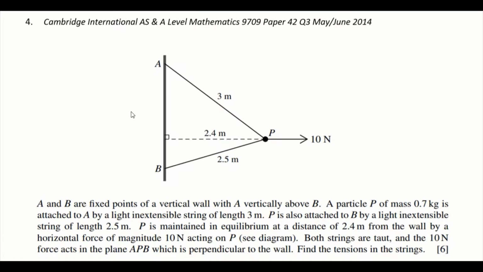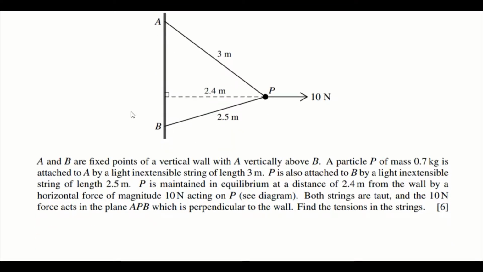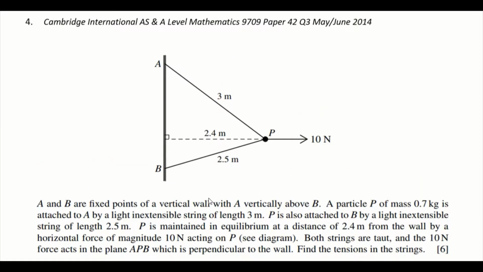Okay, so now let's move on to number 4. All right, number 4. When you look at this, it's about strings as well. But something new is that you are not given any angle here, and you need to identify the tension directions by yourself as well. Okay, so we have A and B, fixed points on the vertical wall. Similarly, they tell you that they are on the vertical line basically, so A is vertically above B.